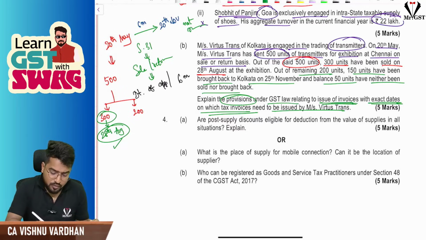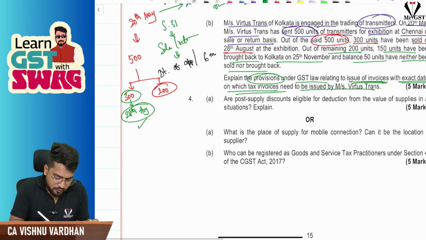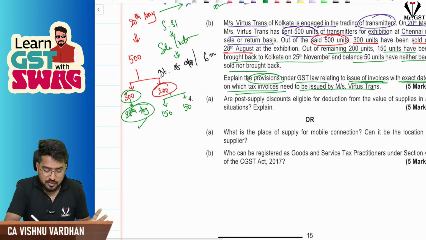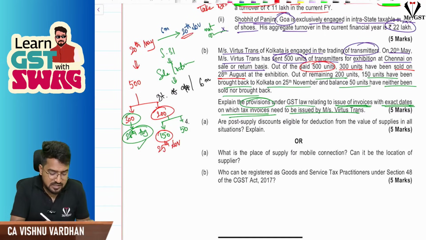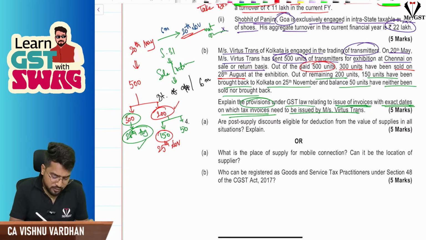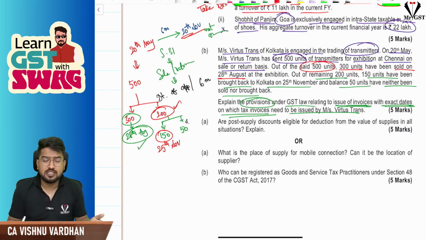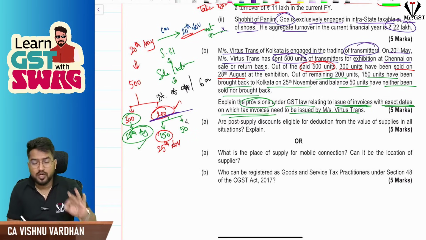Now, for the balance 200 units, they are saying 150 units sold, 50 units no address, I mean, neither sold nor brought back. But these 150 units are sold on 25th November. But sir, 6 months is expiring on 20th November only, right? So for the entire 200 units, even the 150 units sold, that is sold after 6 months.